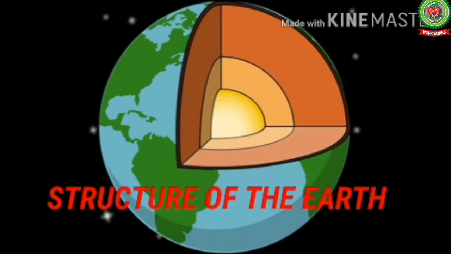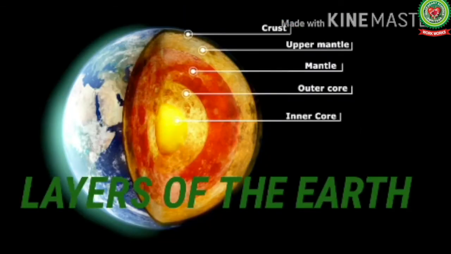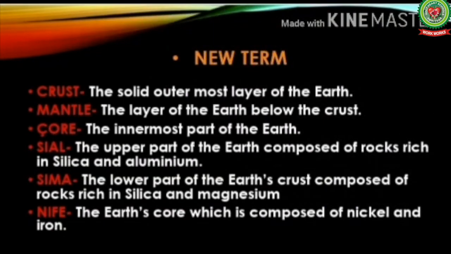Today we are going to continue with our chapter Structure of the Earth. In today's video, we will be learning about the different layers of the Earth. While going through this topic, we will be learning some new words. Number 1, crust, the solid outermost layer of the Earth. Number 2, mantle, the layer of the Earth below the crust. Number 3, core, the innermost part of the Earth.